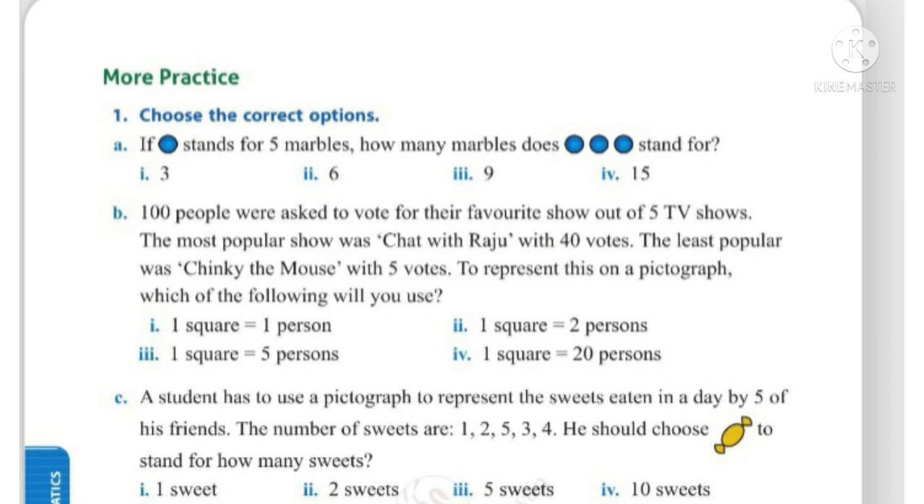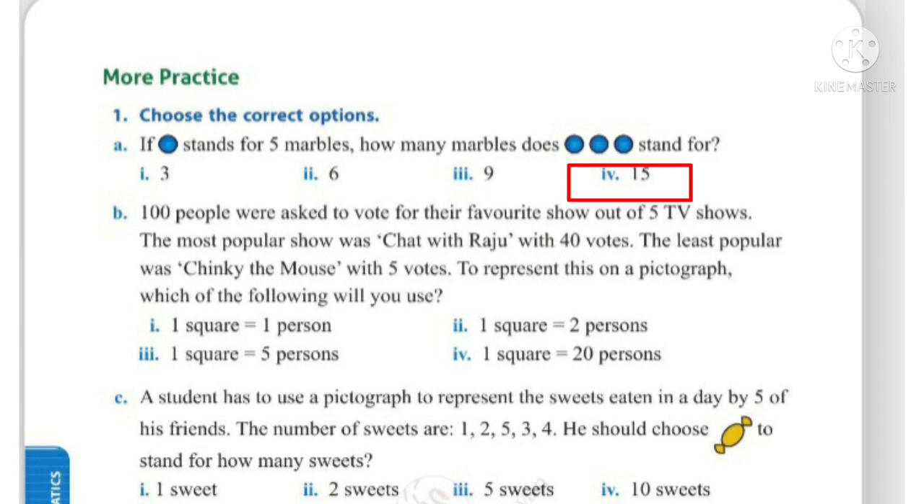So, what can we do? Yes, we can multiply 3 with 5. Okay, 3 into 5. That means 3 times 5, which makes 15. Okay, so how many marbles does 3 blue circles stand for? Yes, the answer is 15. Okay, that is the fourth option.